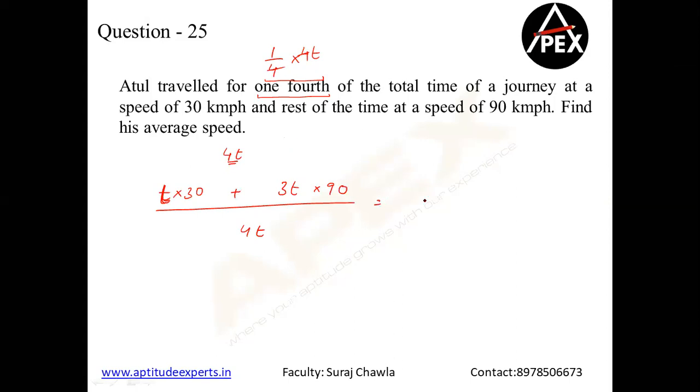Clear? So 270 plus 30 will give you 300. 300t by 4t. So t and t get cancelled and therefore the answer is going to be 75 kilometers per hour.